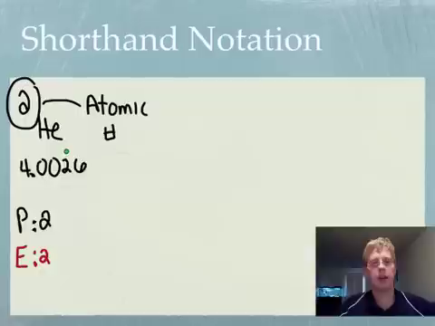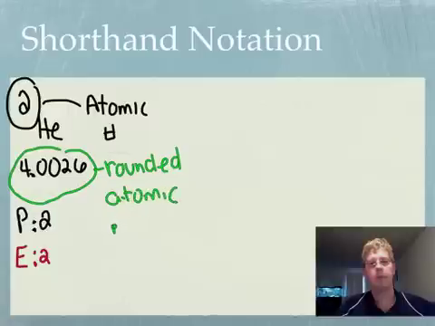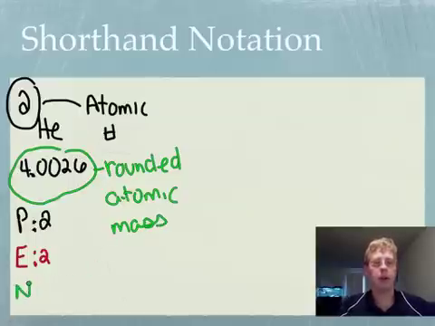The last part of this here is finding my neutrons. So if I take the rounded atomic mass and subtract my number of protons, I'll get my number of neutrons. The reason this works here is that the atomic mass is equal to the number of protons and neutrons, since those are the only 2 subatomic particles that have mass.